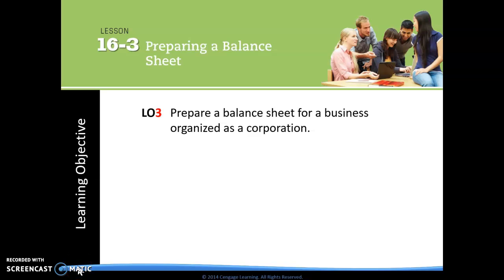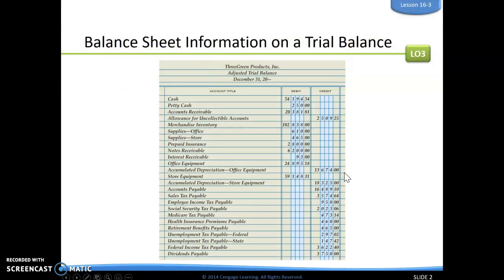This video is going through 16.3, preparing a balance sheet. There's one learning objective. You need to be able to prepare a balance sheet for a business organized as a corporation. So first, they're just showing us the balance sheet information that we would find on a trial balance.